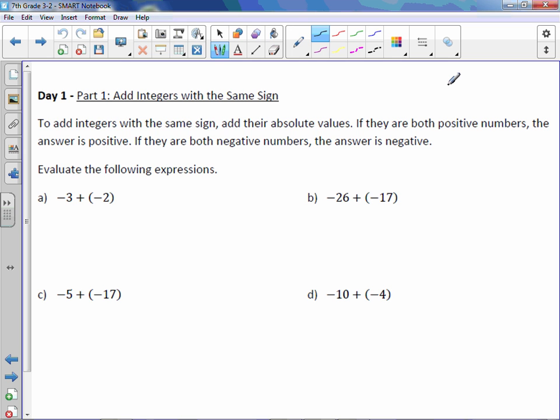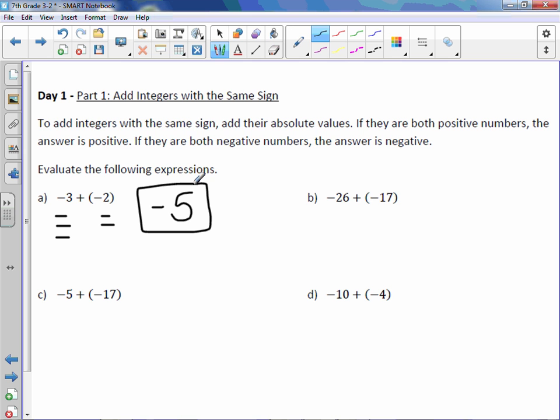Evaluate the following expressions. -3 plus -2. A good way to think of this is to use integer chips or positive negative symbols. You have 3 negatives plus 2 negatives. What does that result in? It results in 5 negatives. So -3 plus -2 is -5.